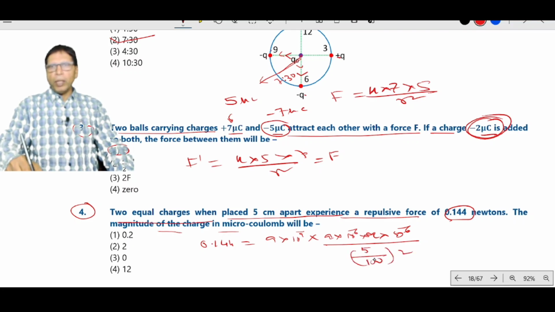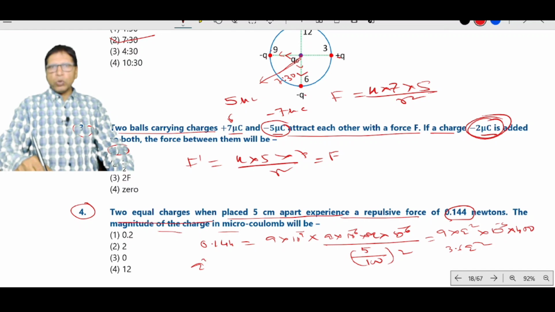Okay, no problem. So this is 9 into q squared into 10 to the power minus 3 into 400. Okay. So this is 3600, so this is 36, so this is 3.6 into q squared.